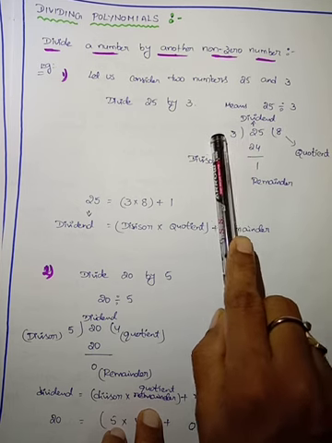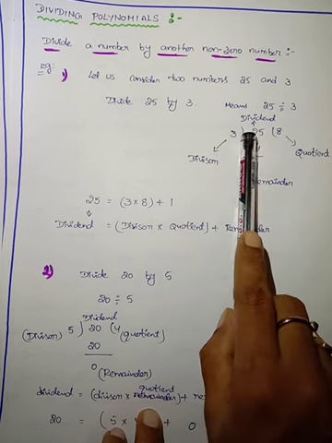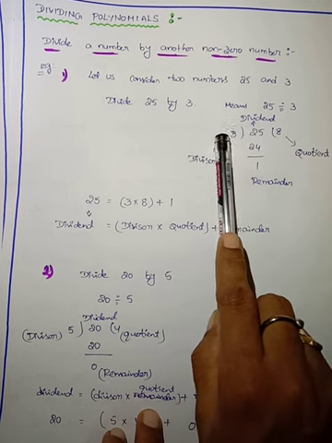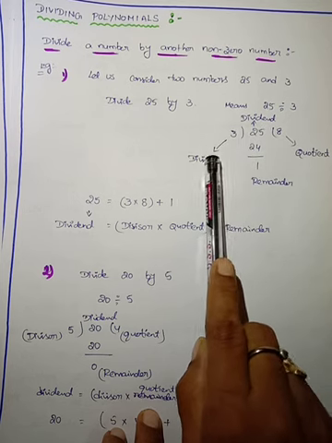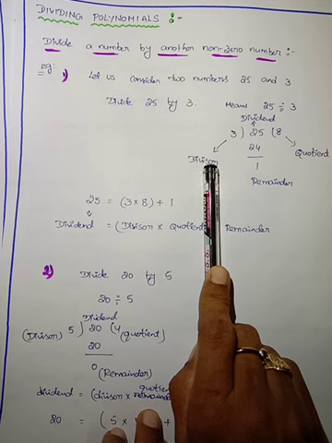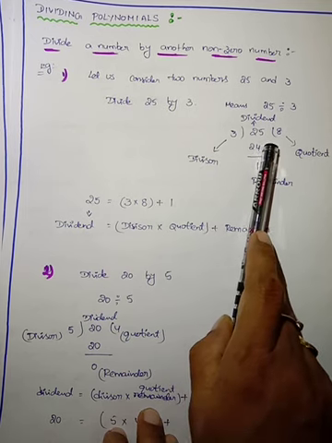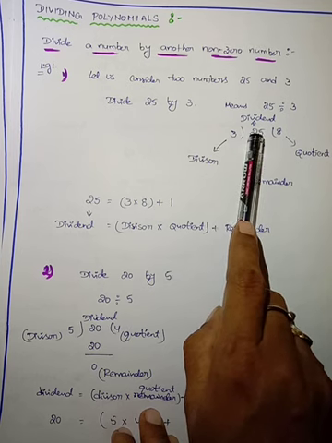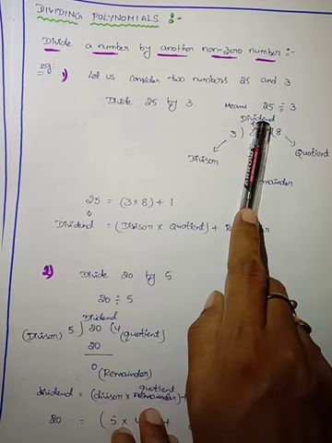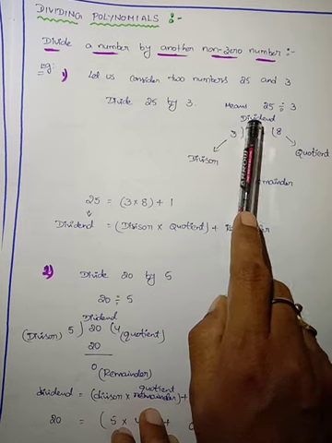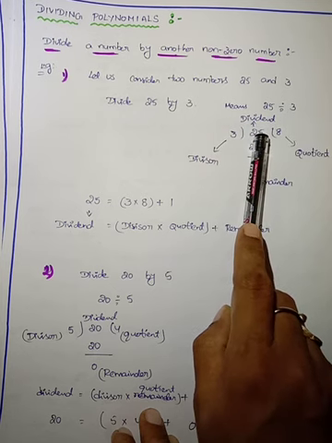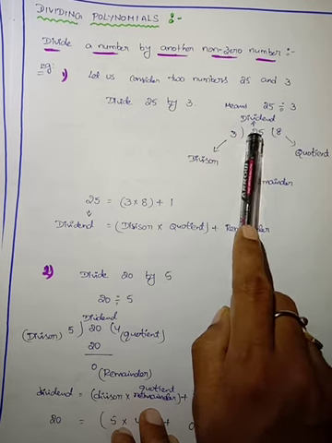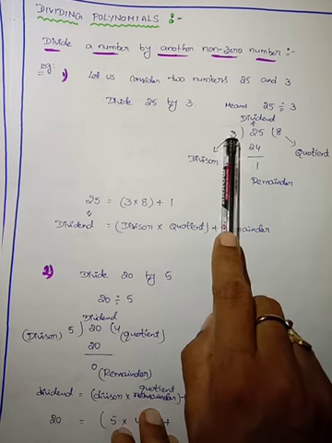What is the name of this 3, the number on the left side of the bracket? The name of that place is divisor. And the number on the right side of the bracket, the name of that place is dividend. This is the numerator part and this is the denominator part.